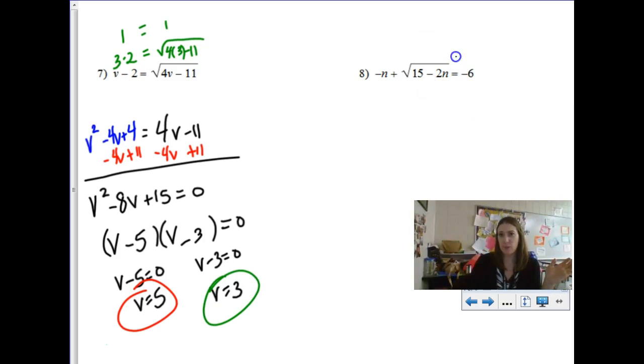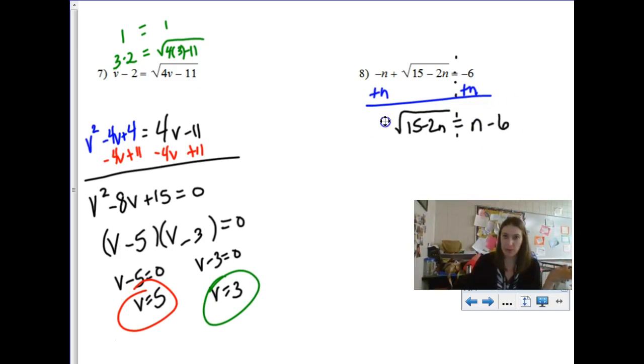I really don't like to square both sides of the equation unless the radical is isolated, or if there's more than one radical, that there's just one per side. So the first thing I want to do in this question is add this n over here. So I'm rearranging a little bit first. Makes my life easier in the long run. So I have 15 minus 2n equals, instead of negative 6 plus n, I'm going to call that n minus 6.